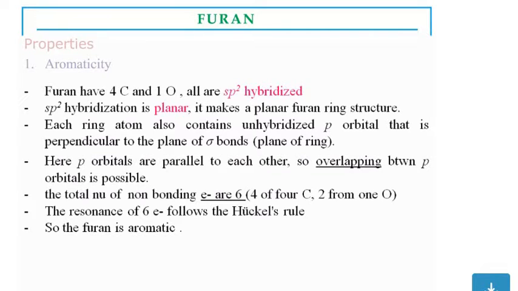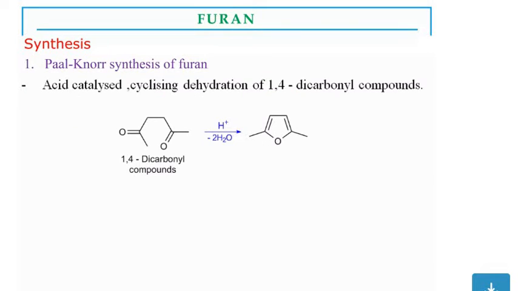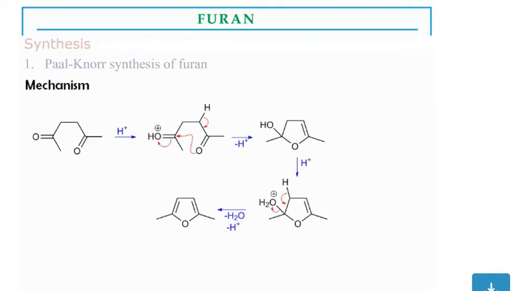Here p orbitals are parallel to each other, so overlapping between p orbitals is possible. The total number of non-bonding electrons is 6, 4 from 4 carbon and 2 from 1 oxygen. The resonance of 6 electrons follows Hückel's rule, so furan is aromatic. So Paal-Knorr synthesis of furan from a 1,4-dicarbonyl compound. You can see the cyclization occurs. These are the steps of the mechanism.